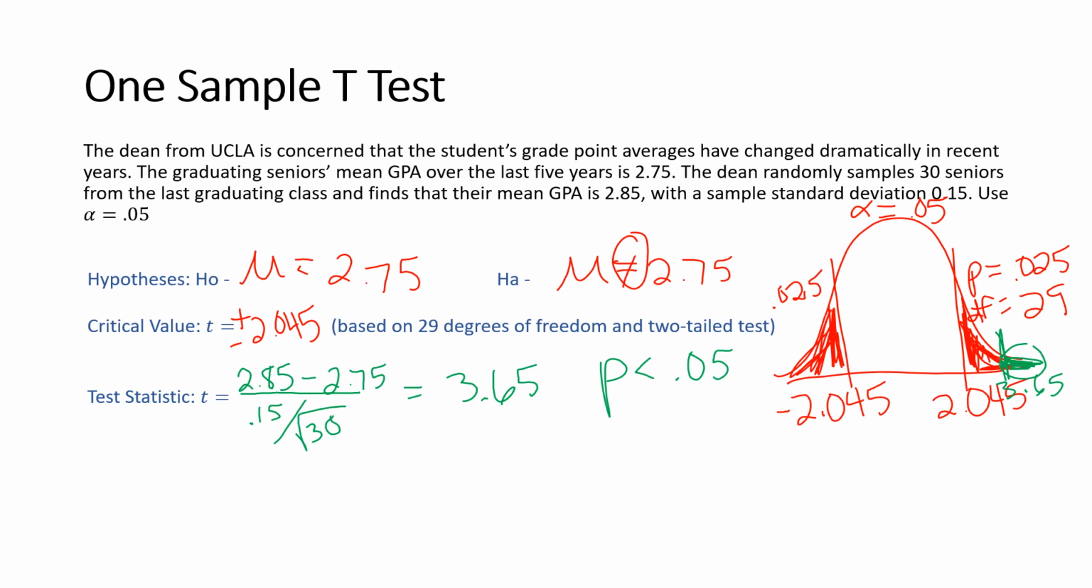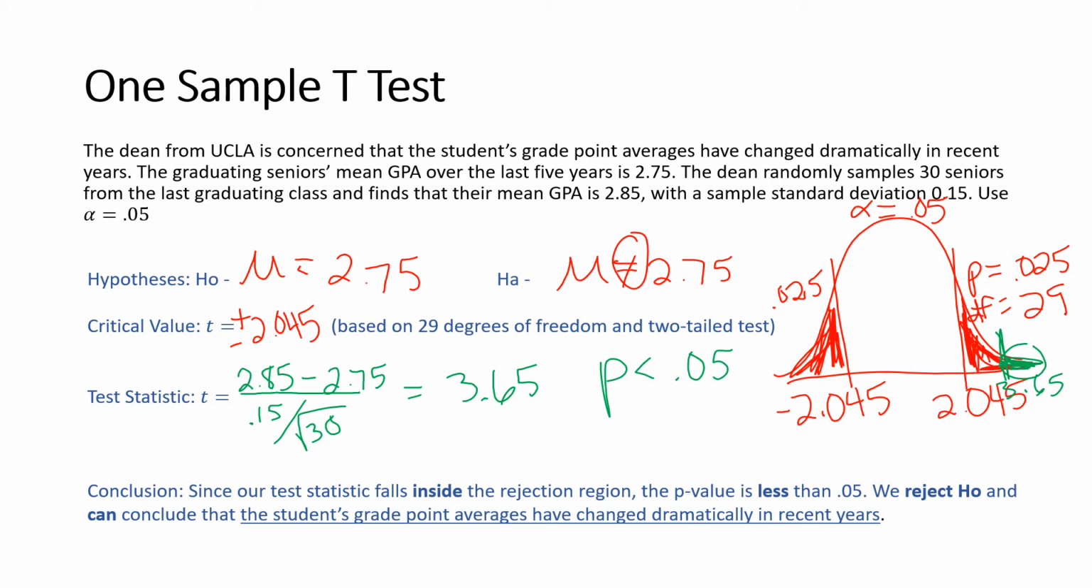So our conclusion would look something like this. Since our test statistic falls inside the rejection region, we know that the p-value is less than 0.05. And when p is low, we reject the null hypothesis. And if you reject, that means you have enough evidence. You can conclude that the students' grade point averages have changed dramatically in recent years. So we know that they're different.